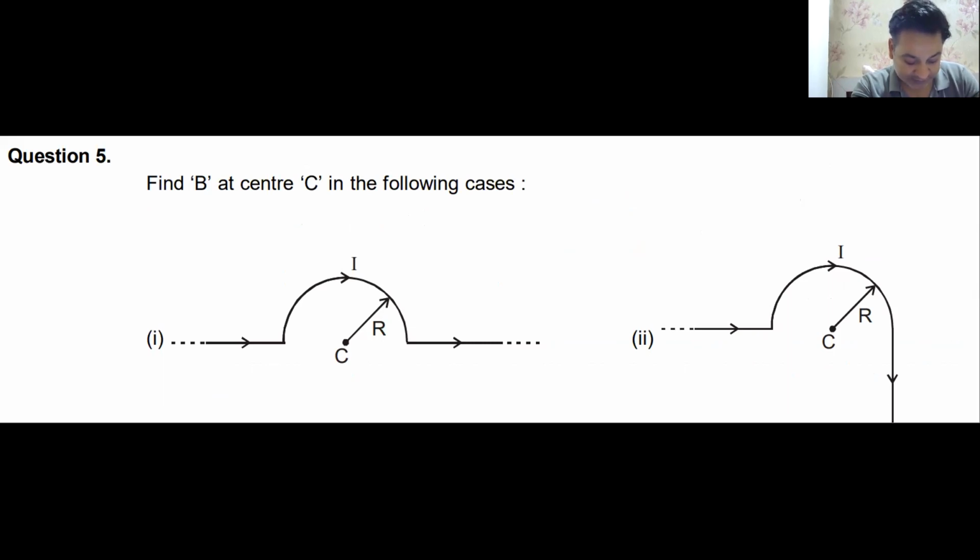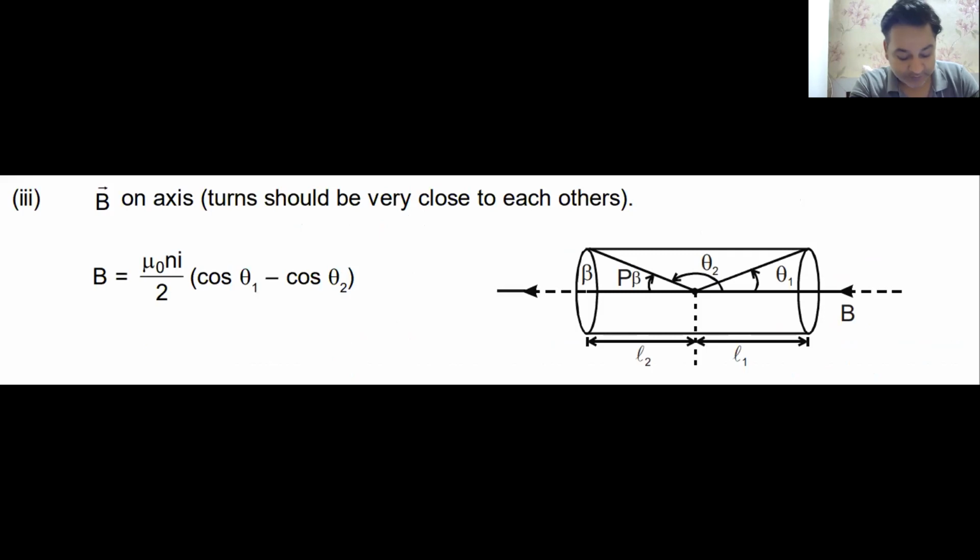Now comes this one, and I would request you to remember this standard result. This is the magnetic field on the axis of a solenoid. Have you seen this result?